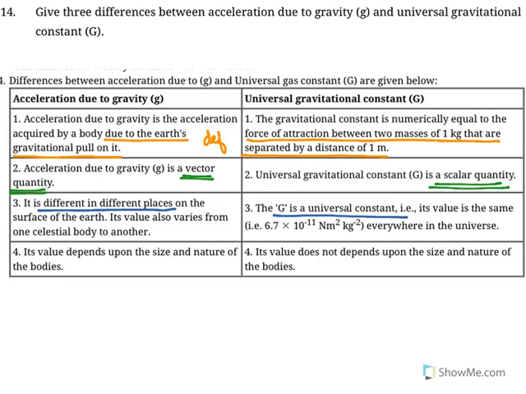And here g, we know the value of g is GM over r square. Here it depends on the size and nature of the bodies. Here it does not depend on the size and nature of the bodies.